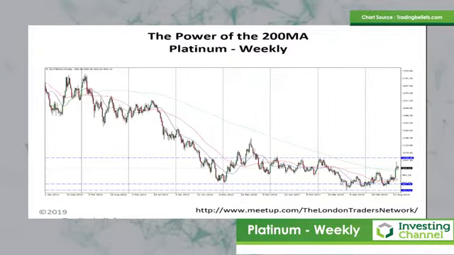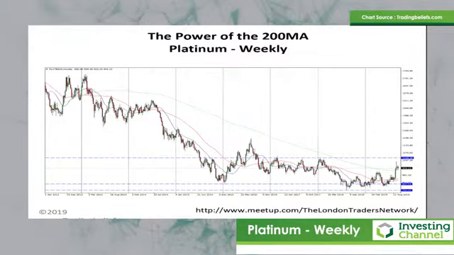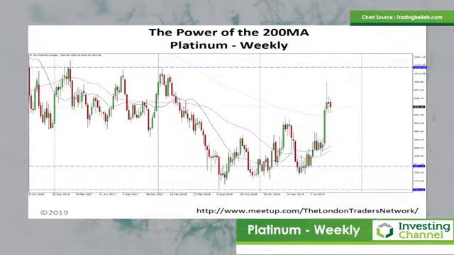And if you draw your eyes to the far left of the screen, you'll see that it's the first time that has occurred since around early 2013, where price closed above the 200 period moving average. So we've been beneath it for 6 years. So if we go on to my next chart, we'll look at it in a bit more detail.